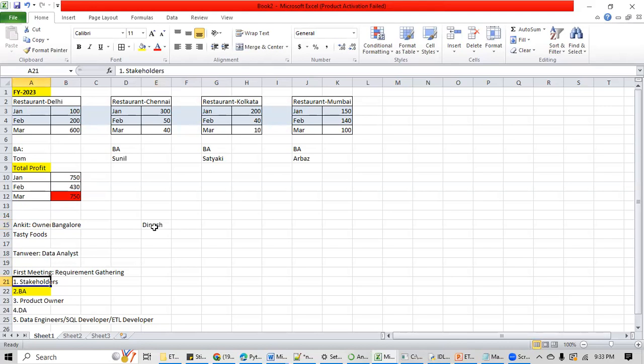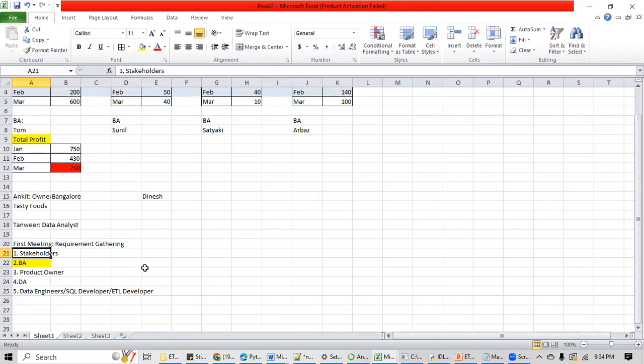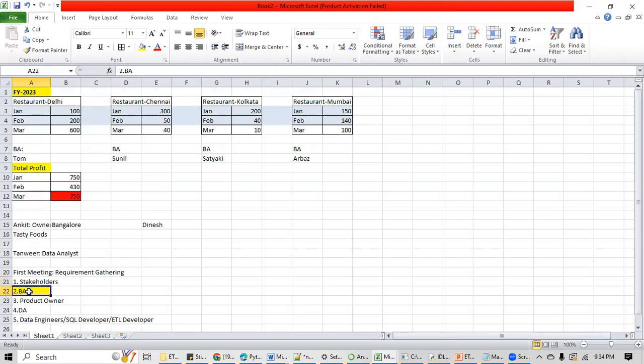Now, Ankit and Dinesh will explain the requirement, what they actually want, to the business analyst. Maybe Ankit will tell Tom that on a daily basis, I want the total transactions, total profit, total cost, total losses, how much salary we have paid, how much we have spent on infrastructure, the electricity bill, the Wi-Fi charges, and many other miscellaneous charges. So he will tell the business analyst that he wants this information on a daily basis. Is this clear?